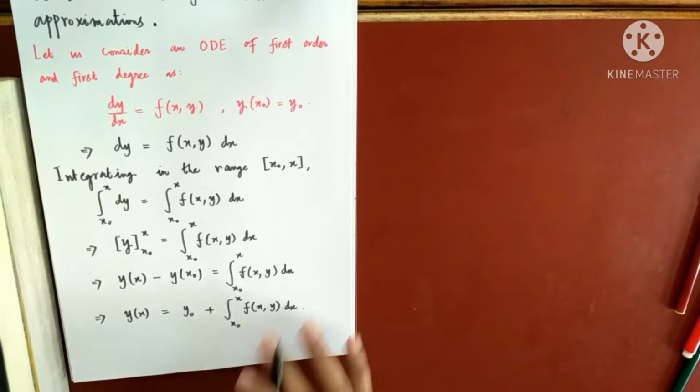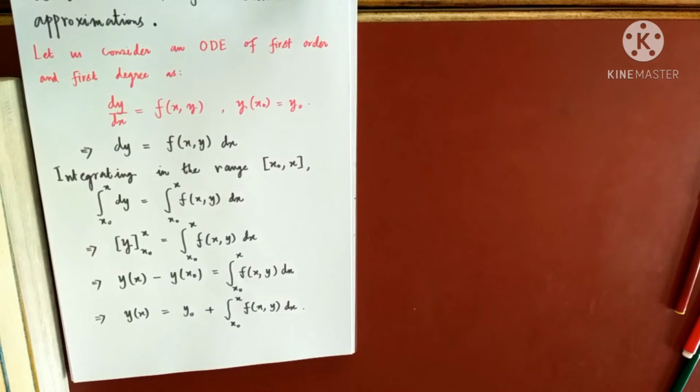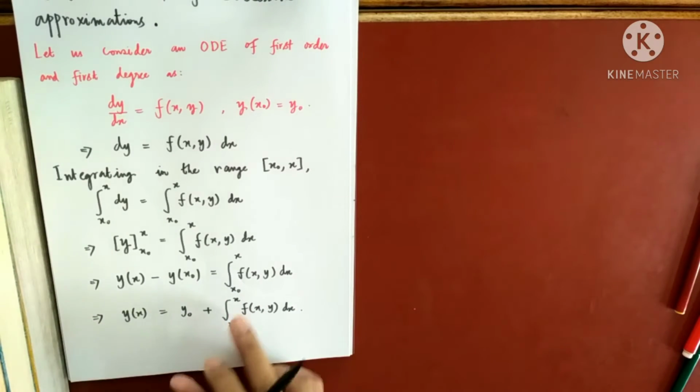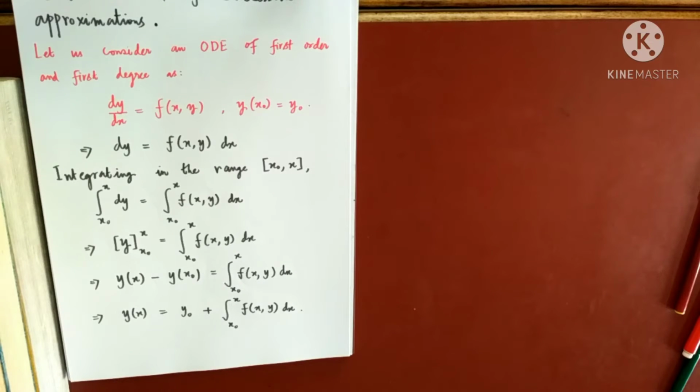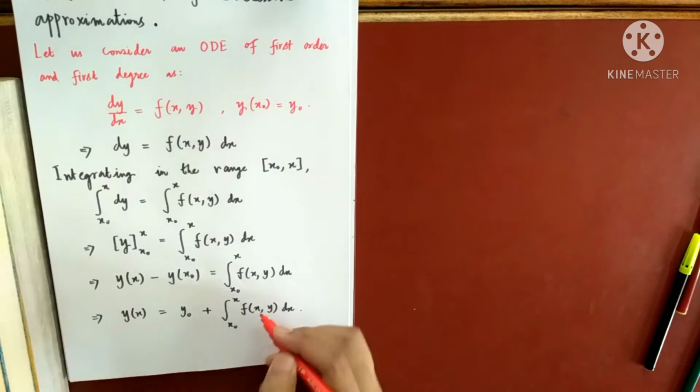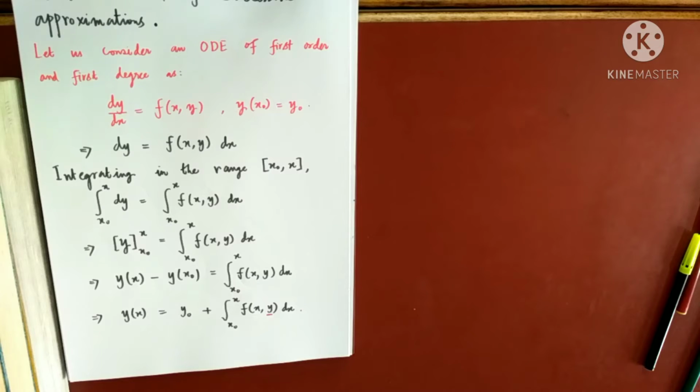So basically we have this. The solution can be written in the form y naught plus integration x naught to x f of x, y dx. The only problem is with this one, because this contains y, and we cannot integrate this unless this y is removed or assumed to be constant, right? So what Picard did is, let me write in the next page. So again I will explain very quickly.